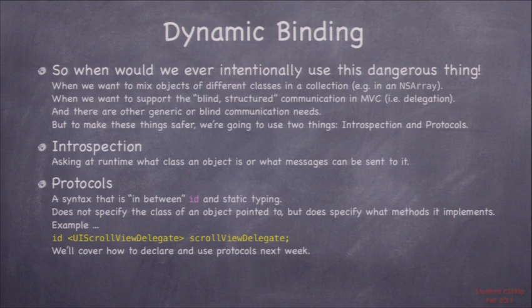We're not going to talk about protocols today because you don't quite need them. We'll probably talk about them next week or the week after. But that's another way we protect ourselves against id, by having an id with the angle brackets, which is kind of in between pure id and static typing. It's kind of in the middle, right? Instead of static typing the type, we're just static typing the messages that the thing can respond to. So it's kind of in the middle in terms of safety. All right, so let's talk about introspection, though.